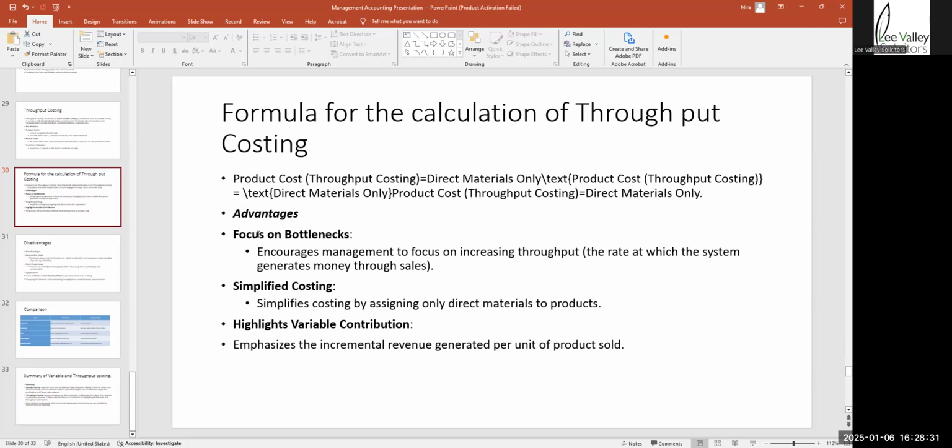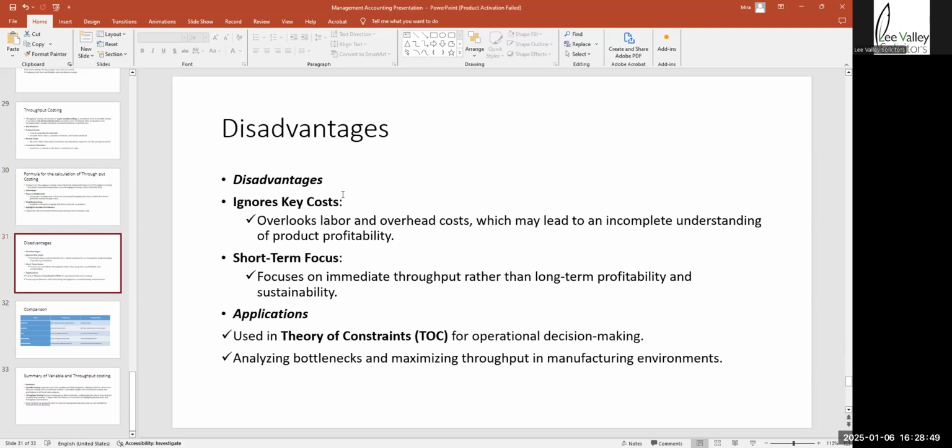Advantages: focuses on bottlenecks, encourages management to focus on increasing throughput. Simplified costing by assigning only direct material. Highlights variable contribution, emphasizes the incremental revenue. Its disadvantages are it ignores key costs and it has a short-term focus. Its applications are used in theory of constraints, analyzing bottlenecks and maximizing throughput.